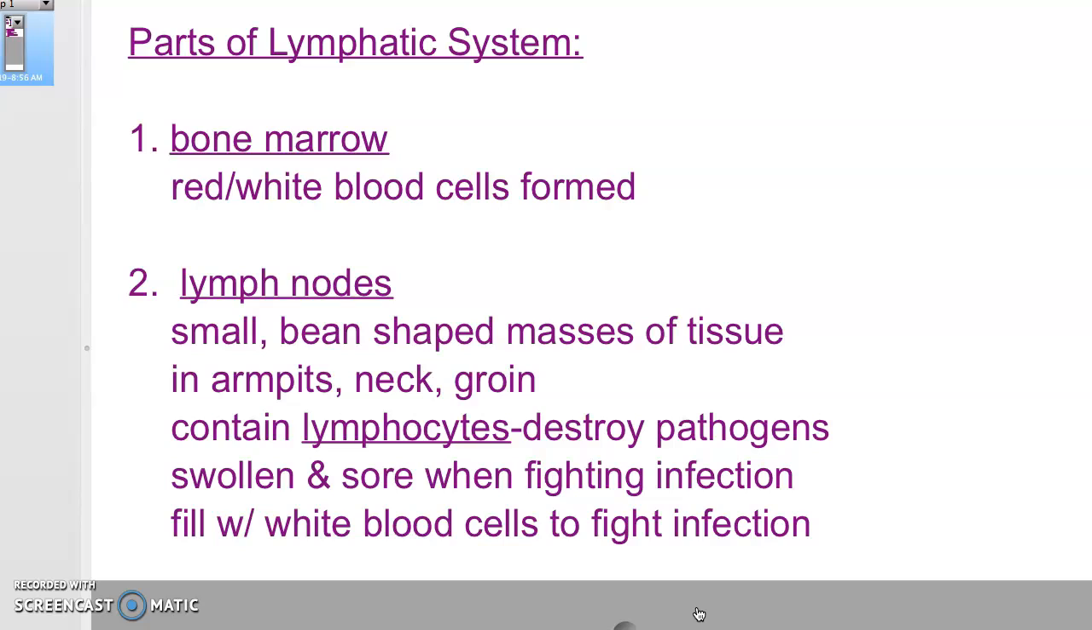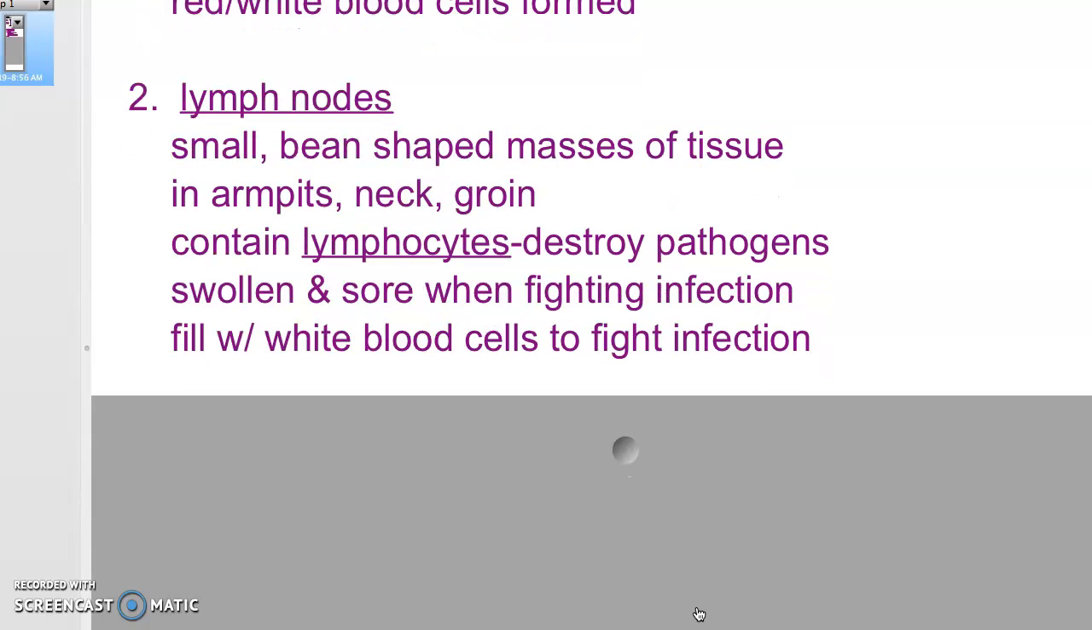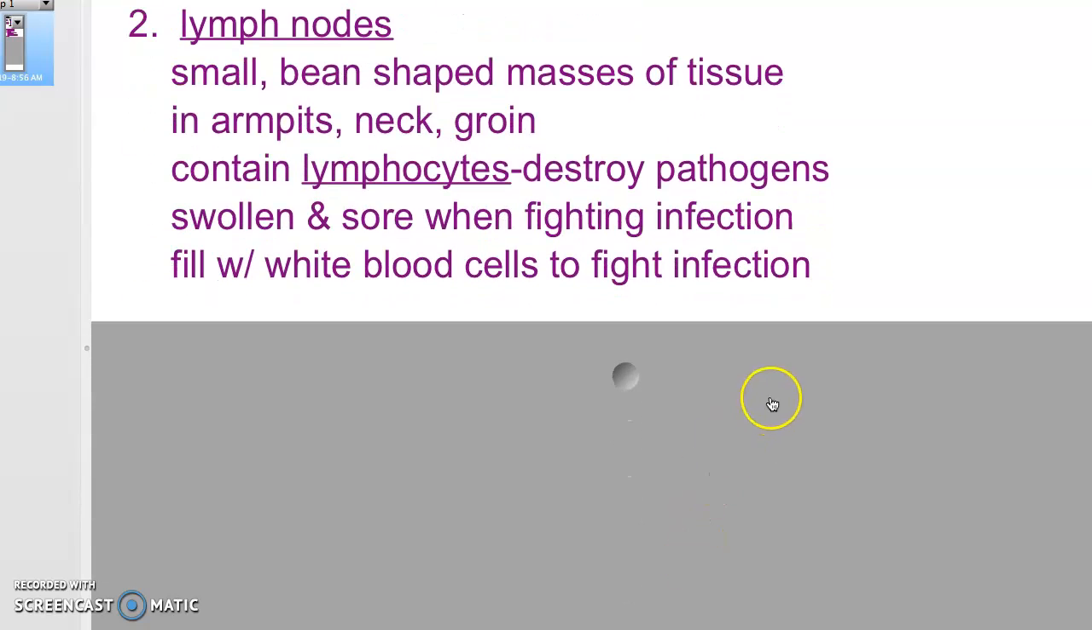It's the army that we sort of make to fight it. So the lymphocytes there are what destroy pathogens. So the swelling and soreness is those extra white blood cells there.